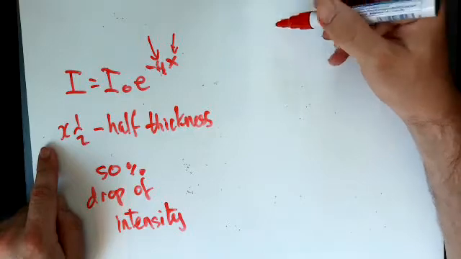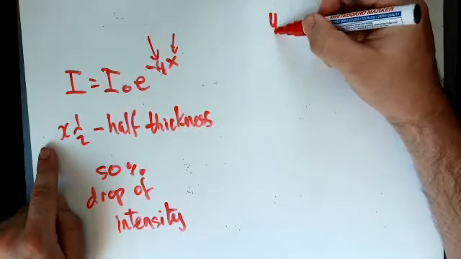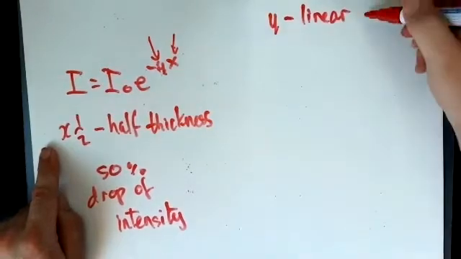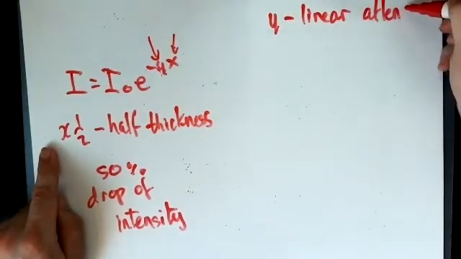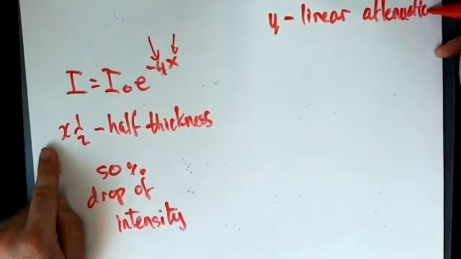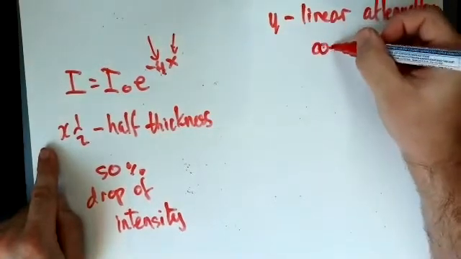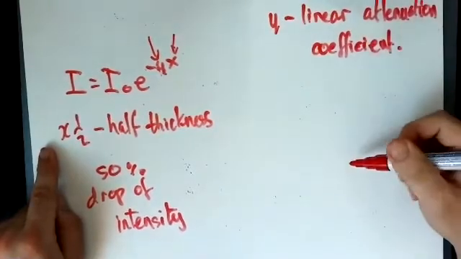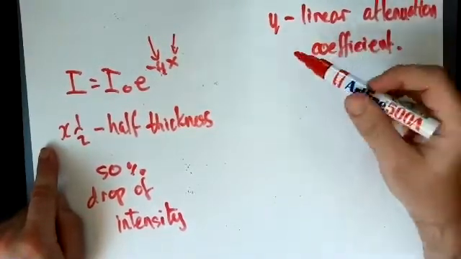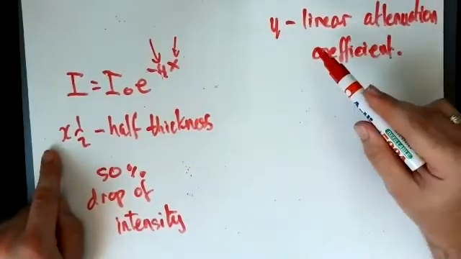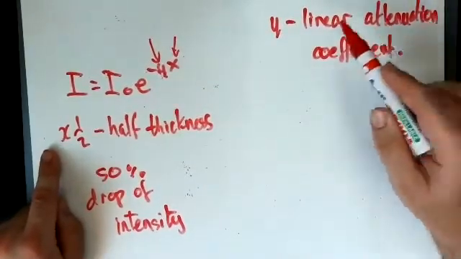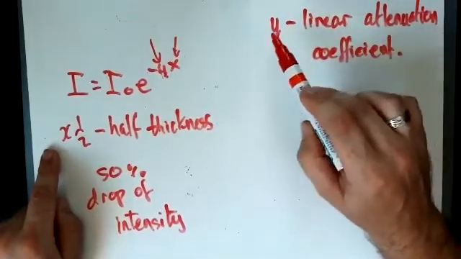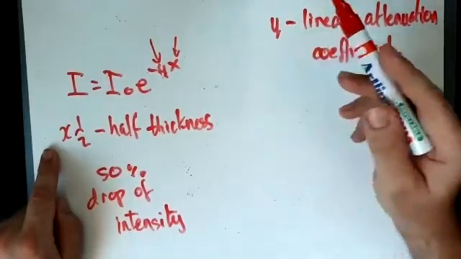So mu is the linear attenuation coefficient, which basically tells you, because remember attenuation is how much the intensity drops, this is a factor that allows you to work out by how much the intensity is going to drop.